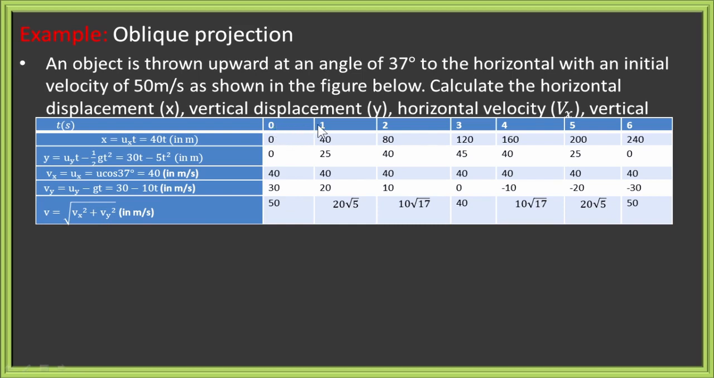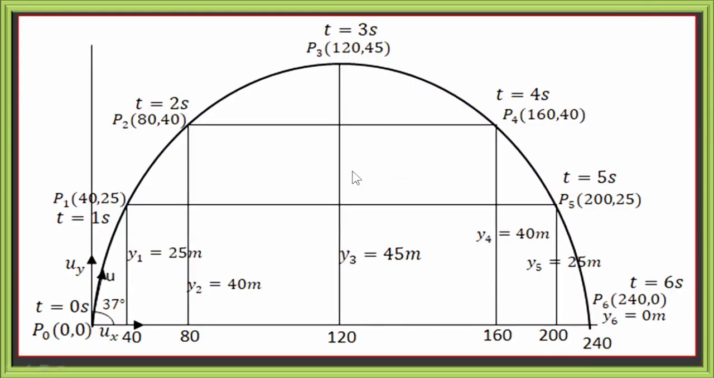Times are 0, 1, 2, 3, 4, 5, and 6. x is 0, because 40 times 0 is 0. 40 times 1, 40. Times 2, 80. Times 3, 120. Times 4, 160. Times 5, 200. Times 6, 240. So the horizontal motion is uniform motion: 0, 40, 80, 120, 160, 200, 240. Equal distance is covered in equal intervals of time.